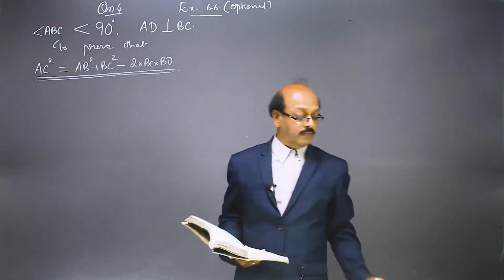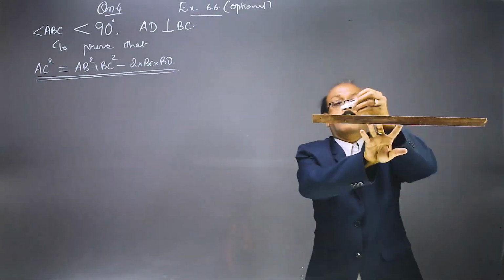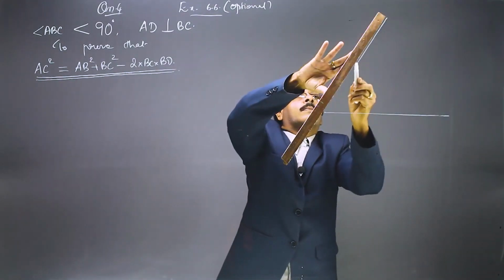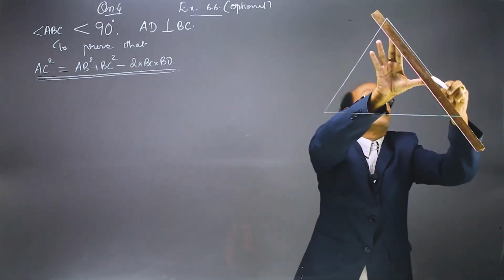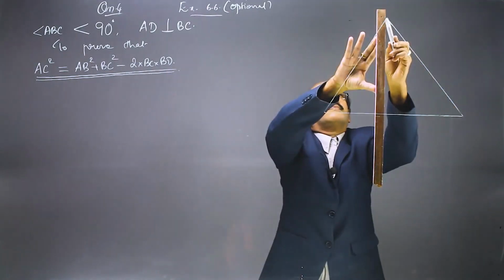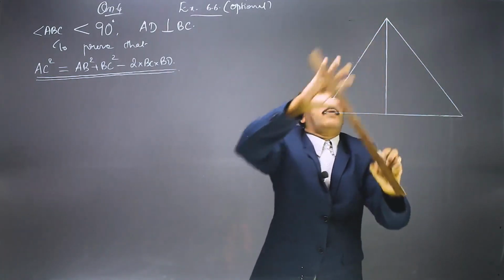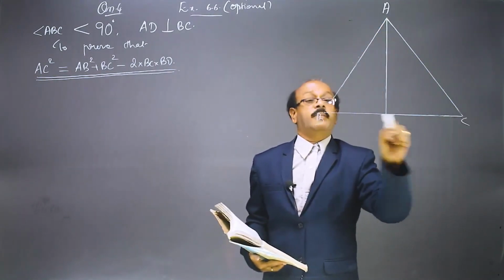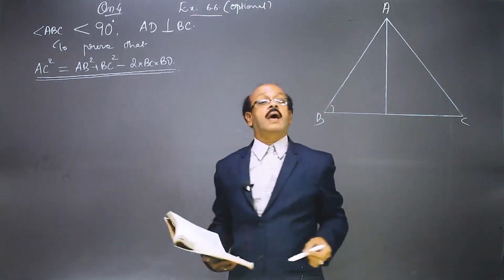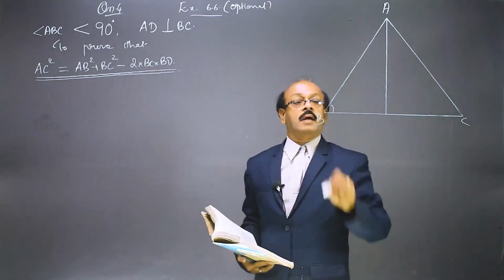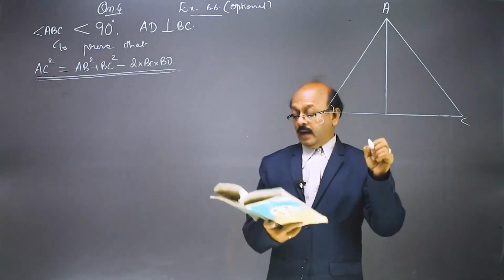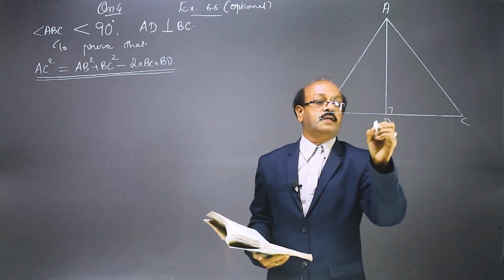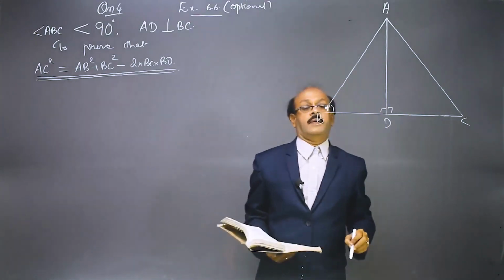Here also the figure is given. This is the given figure. Triangle ABC, and measure of this angle ABC is less than 90 degree, means angle B is an acute angle. And AD is perpendicular to BC, means here it is 90 degree, here also it is 90 degree. This is the given figure.